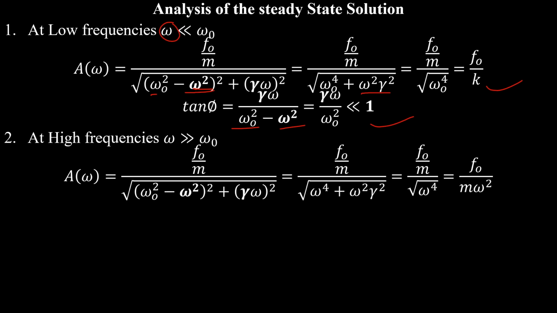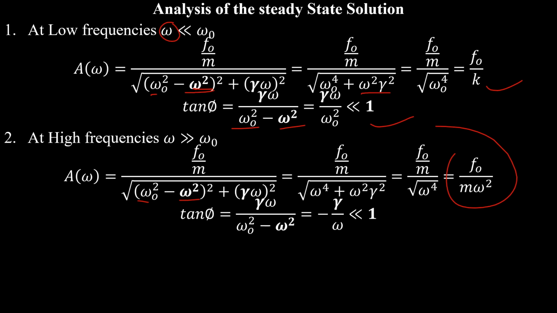Again, at high frequency, omega is much greater than omega naught. Now what happens is that this will be absorbed into omega squared. So omega naught squared should be absorbed into omega squared. And if that is true, we are going to have this final expression as we see.